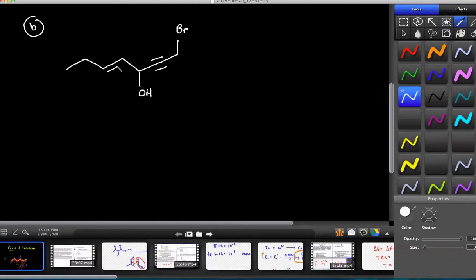This kind of has a little bit of everything. We've done examples in class like this. So we want to find the longest chain. That's going to be pretty easy to find on this one. And we want the OH to have the lowest number. So we should number 1, 2, 3, 4, 5, 6, 7, 8. Because if we numbered from left to right, it would be 1, 2, 3, 4, 5. OH prefers to be 4 in terms of the nomenclature preferences.